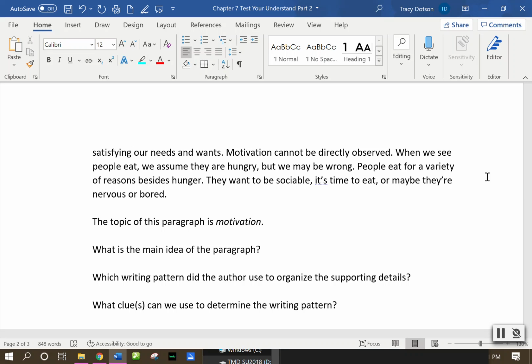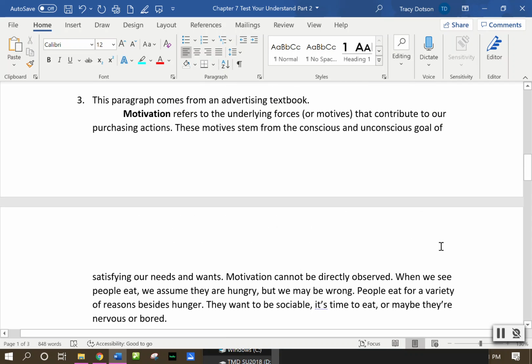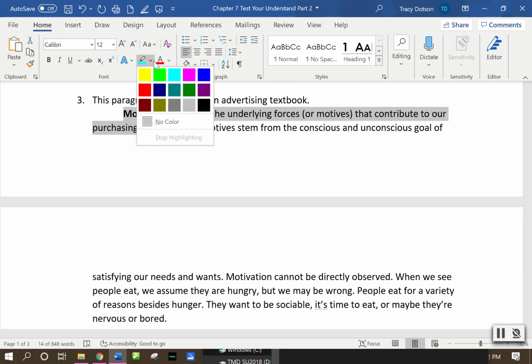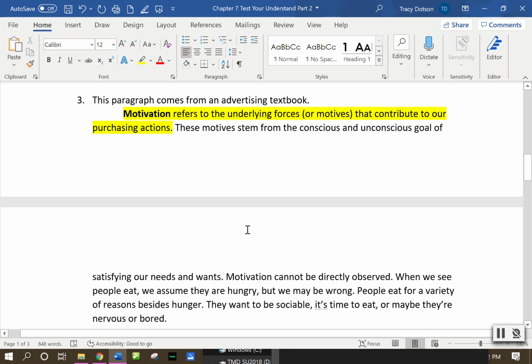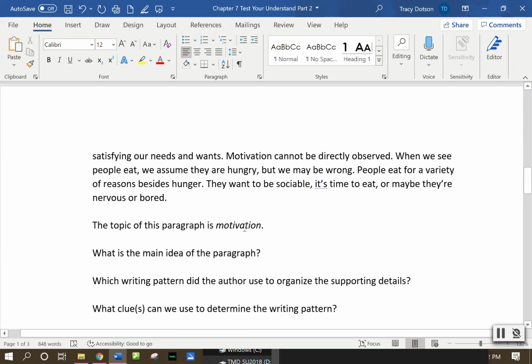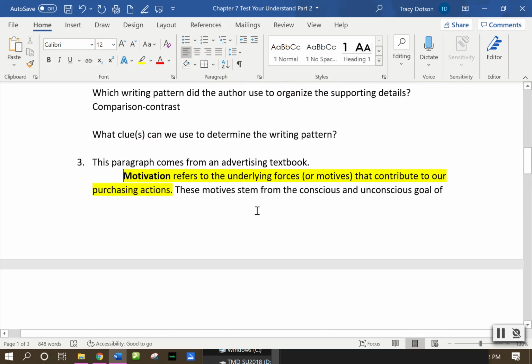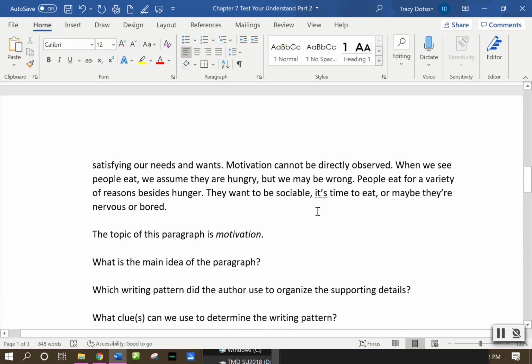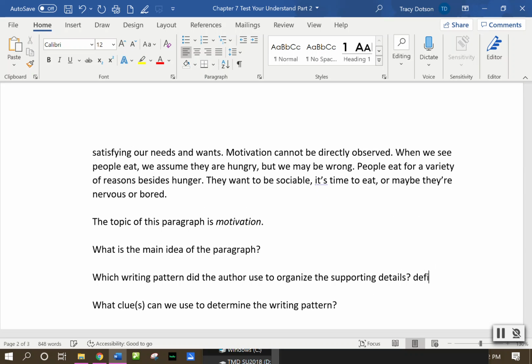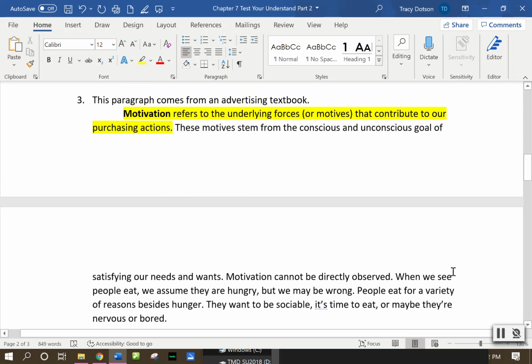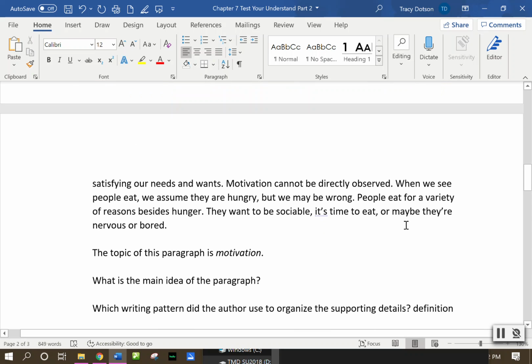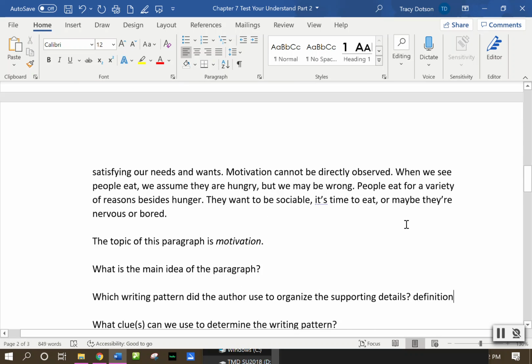So here our topic is motivation. Remember, our main idea has to have motivation in the sentence. And so for this one, this first sentence is a good main idea sentence. So motivation refers to the underlying forces. And so what kind of writing pattern do we hear? We have a term, we're defining it and explaining it. So guess what? That would be our definition pattern. And we know that because here's our term, we're defining it, and the rest of this is examples, additional information.